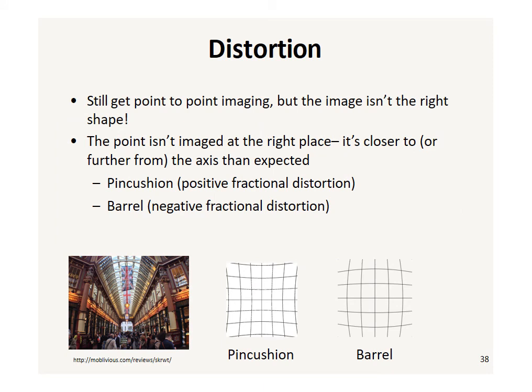So we've got rid of all of our other aberrations, but unfortunately there's still one more monochromatic aberration that'll make our life a misery. We have point-to-point imaging, but unfortunately the image, sharp as it is, is not the right shape, it's distorted. The amount of distortion is the displacement of the image from the paraxial position.